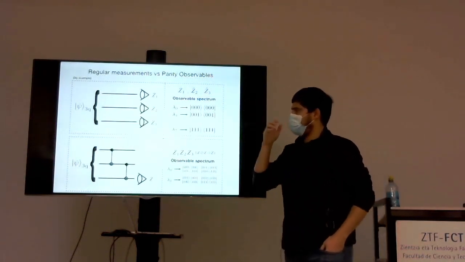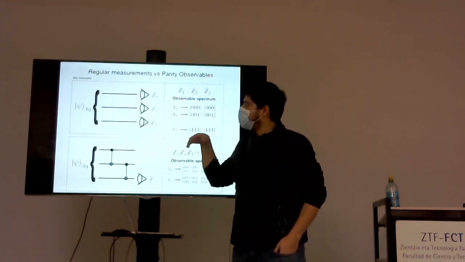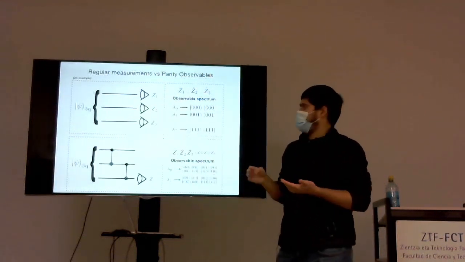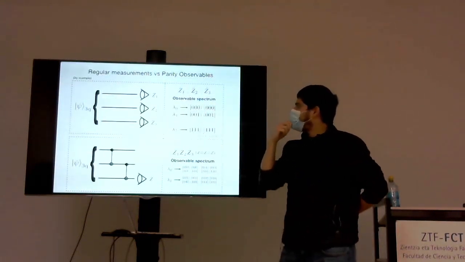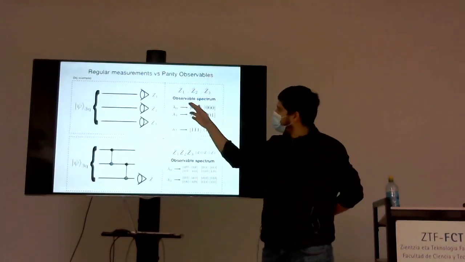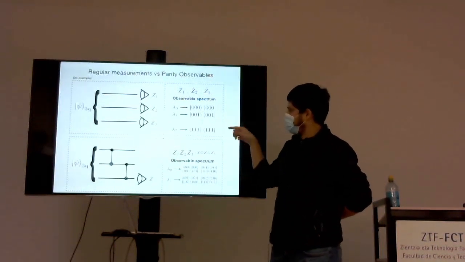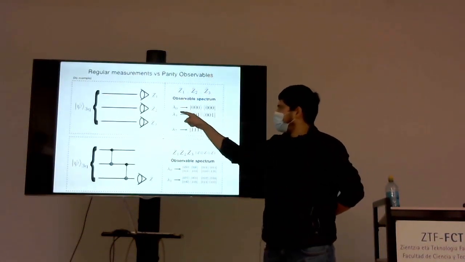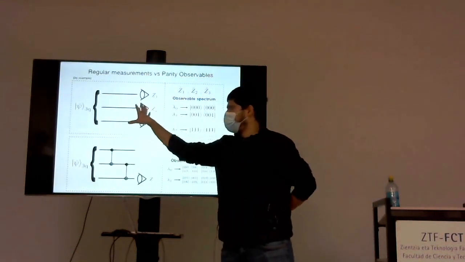So for example, if you have a circuit and you measure each one of the lines of the circuit in basis Z, then we are doing the equivalent of measuring these three observables, one for each line, and having a total number of outcomes of 2 to the n. So in this case, we can distinguish between all possible elements of the Z basis. You get a different outcome for each one of them. So this is the observable spectrum of this scenario.